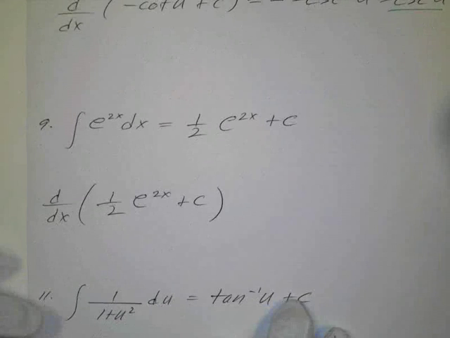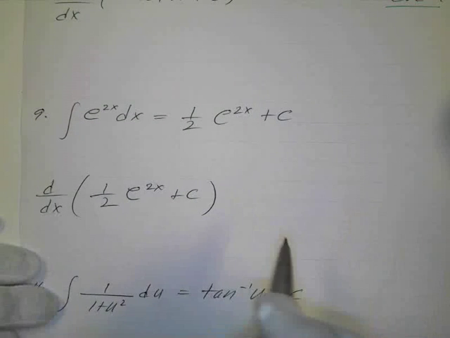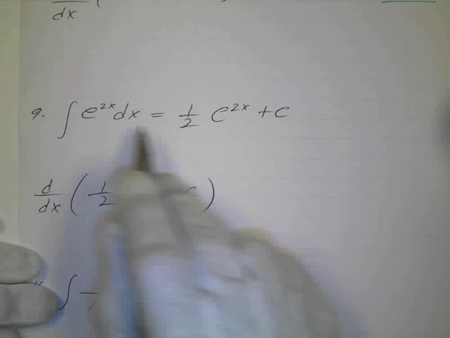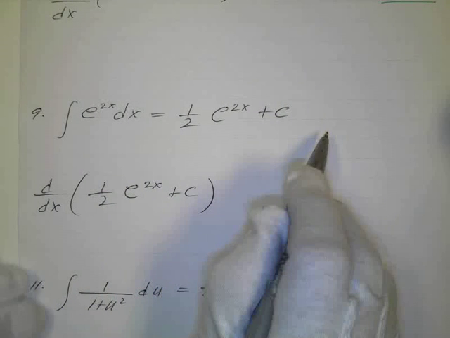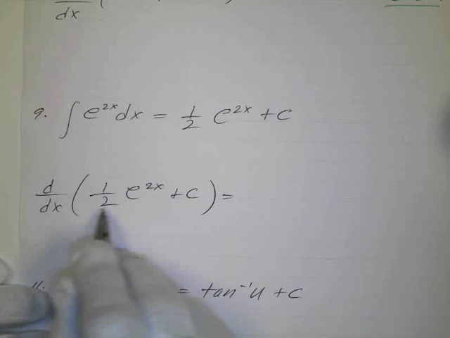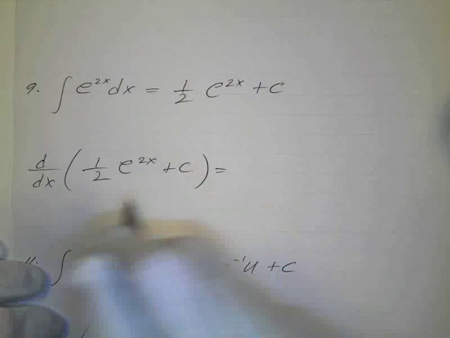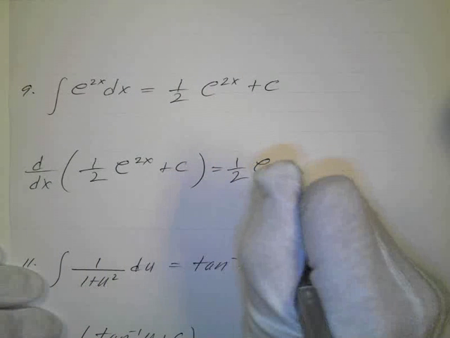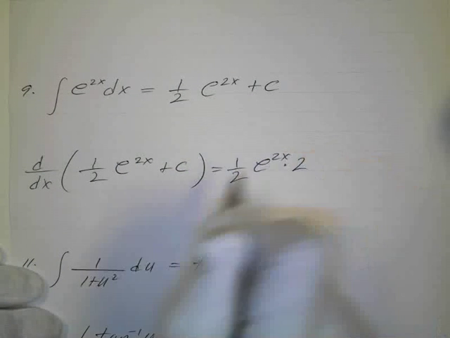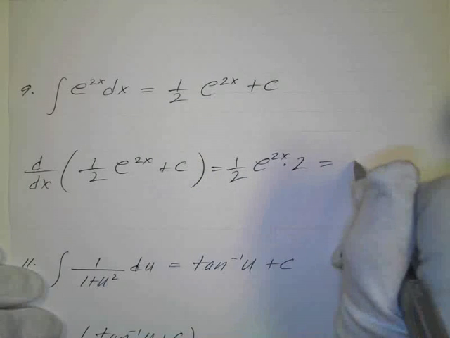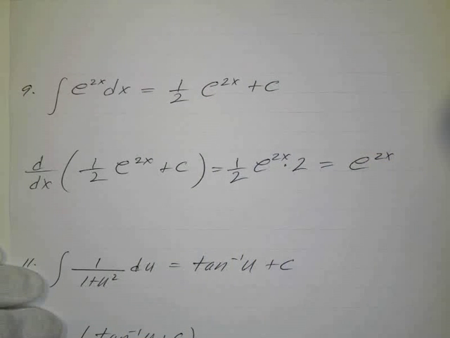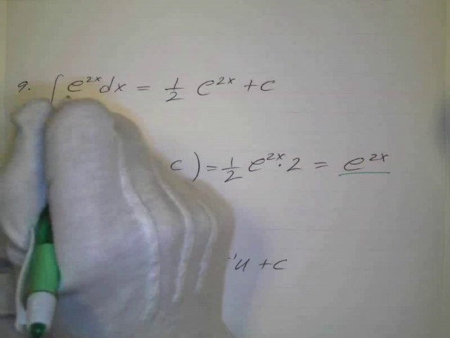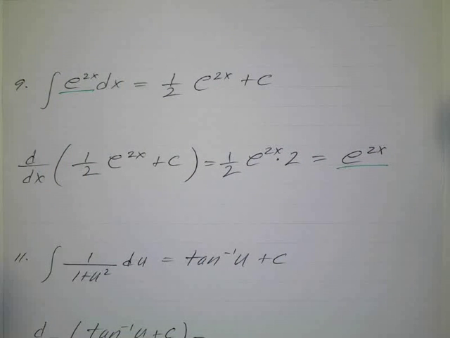Okay, and number 9. We want to show that the antiderivative of e to the 2x dx is equal to 1/2 e to the 2x plus c. So we'll just take the derivative of this and see what we get. It's going to be 1/2, and the derivative of e to the u is e to the u du, so it's going to be e to the 2x times 2, and the derivative of c is 0, and these two cancel, so that gives me e to the 2x. So this is all they really wanted. Isn't too difficult. There you go, it's the same.